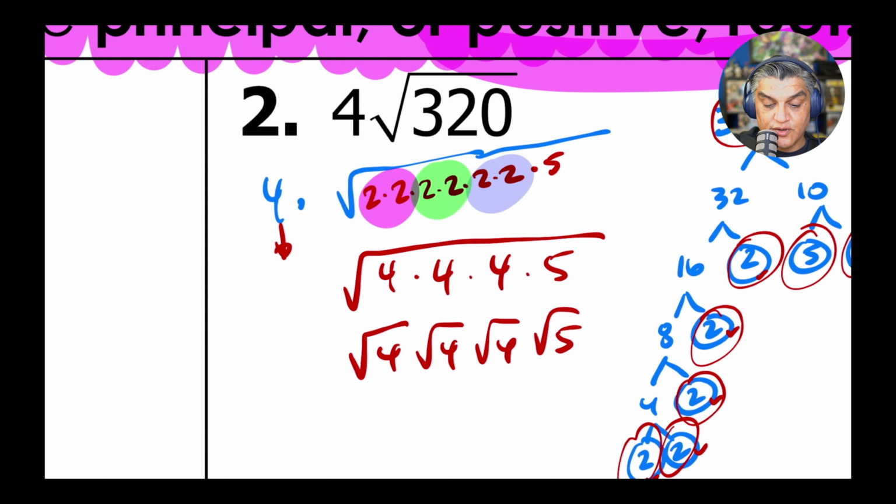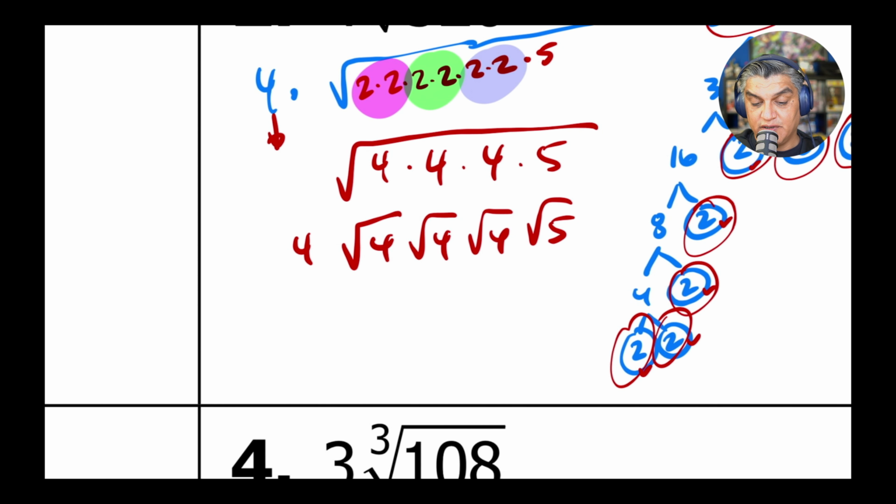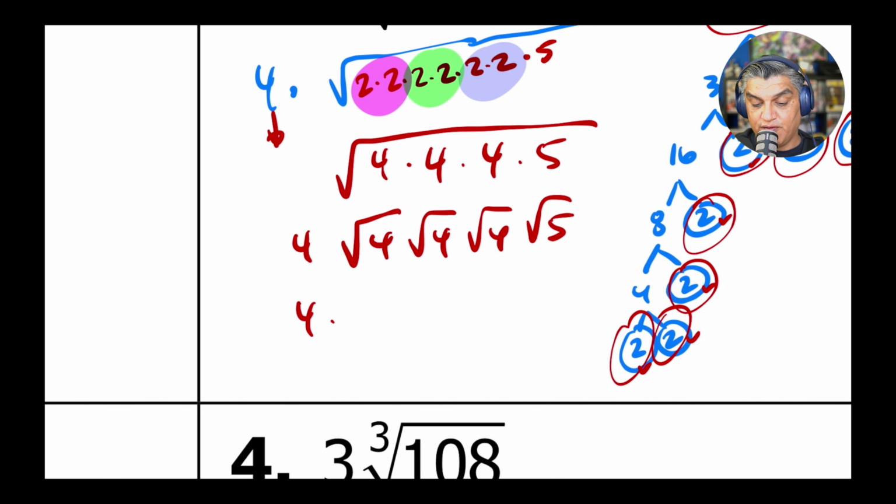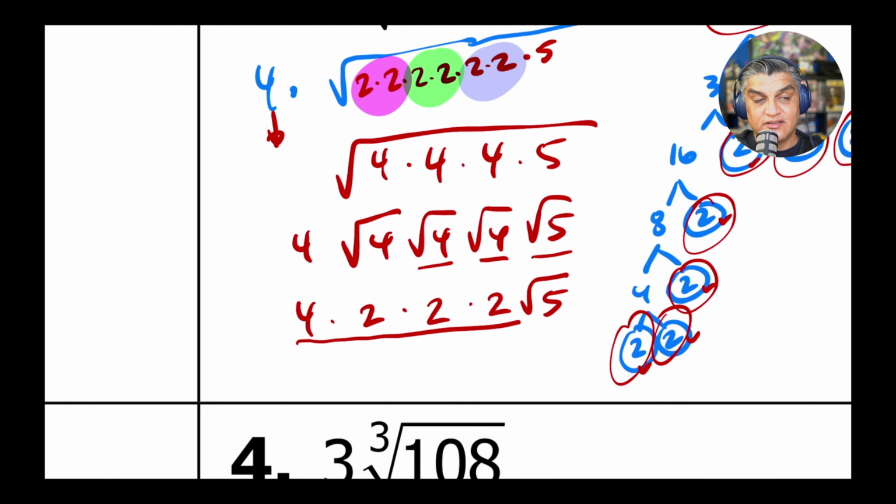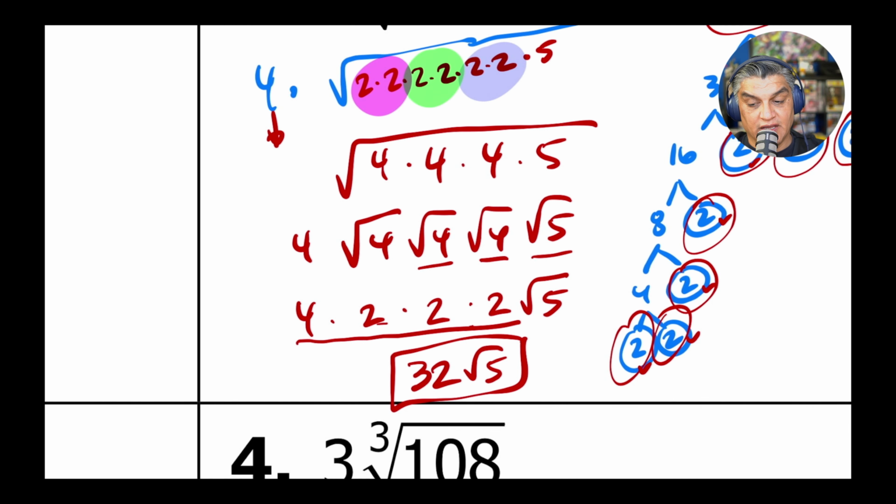And don't forget I had this 4 in the beginning. Right? And so let's simplify everything. Well, that's 4. And what's that square root of 4? That's 2. And what's that square root of 4? That's 2. And what's that square root of 4? That's 2. And then square root of 5 just stays square root of 5. And so multiply everything outside the radical. Well, 2 times 2 times 2 is 8. And 8 times 4 is 32 square root of 5. And there you go.